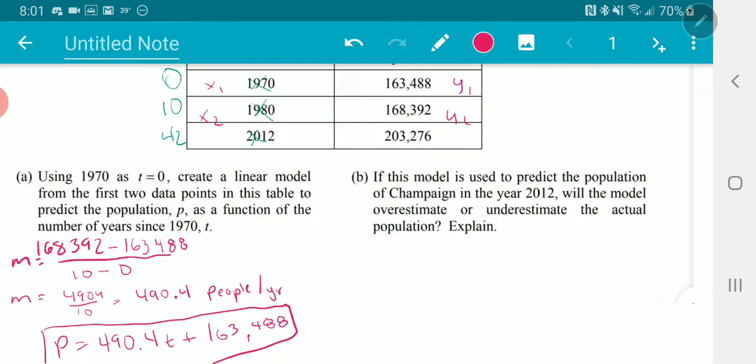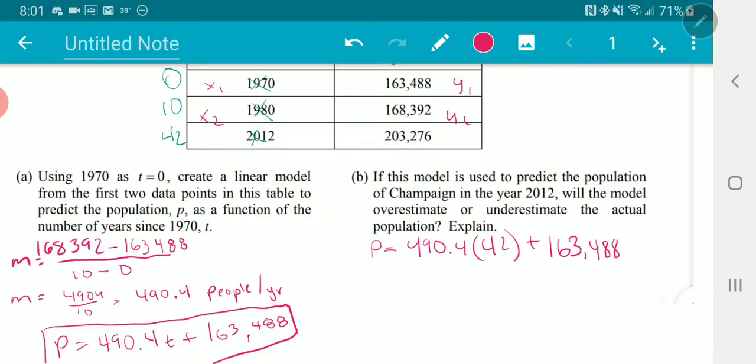So for B, it says, if this model is used to predict the population of Champaign in the year 2012, will the model overestimate or underestimate the actual population? So it says, okay, let's use it for 2012. Remember, 2012 is really just the year 42. So my population is going to equal 490.4 times that 42 for that 2012 in that 42nd year plus 163,488.